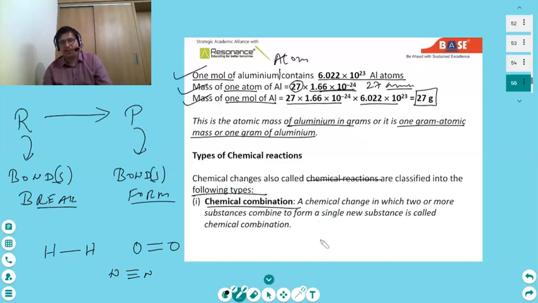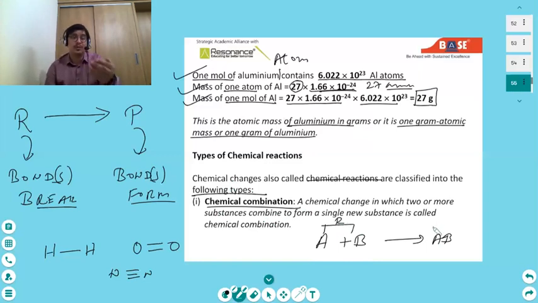Now, a chemical combination reaction I can represent as reactant A and reactant B combining to give me product AB. So here you use 2 reactants, or you can use more than 2 also, but to start we take 2 and it gives rise to 1 product. It can give more than 1 product also, but initially 2 reactants giving rise to 1 product. Okay, so what is a chemical combination reaction? It is the chemical change in which 2 or more substances combine to form a single new substance.